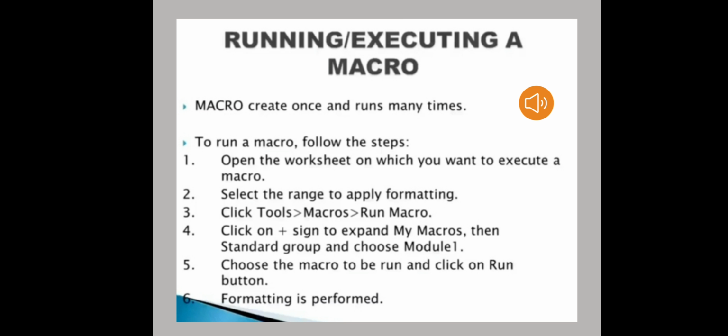Then we have to click on the tools option. From there we have to go to the macros option and then run macro. Click on the plus sign to expand My Macros, then the Standard group and choose Module 1. Then choose the macro to be run and click on the run button. Formatting is performed, then formatting is being done.